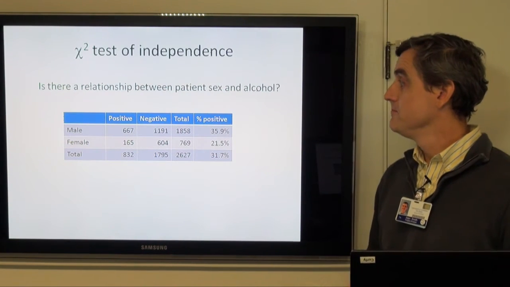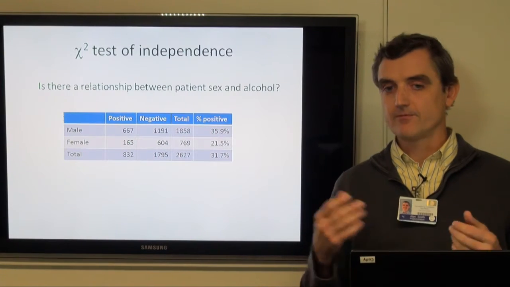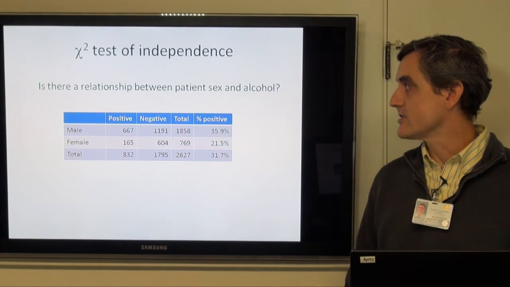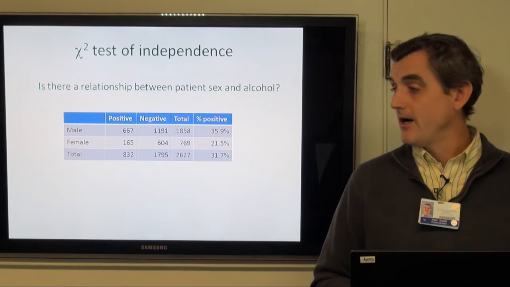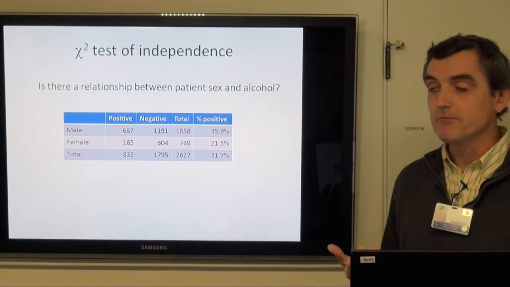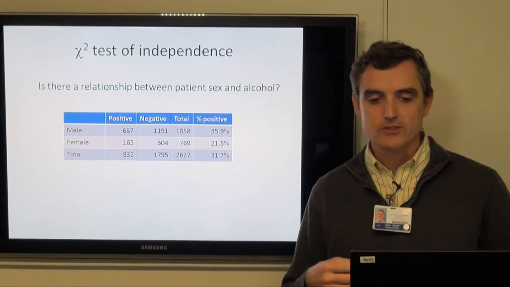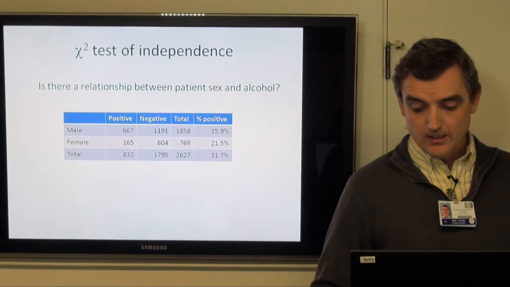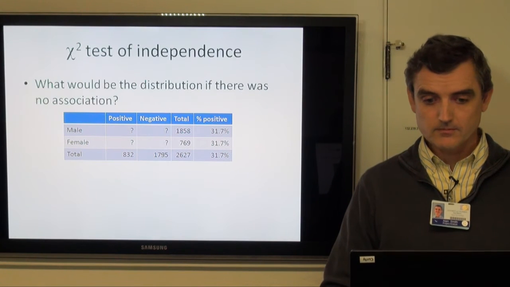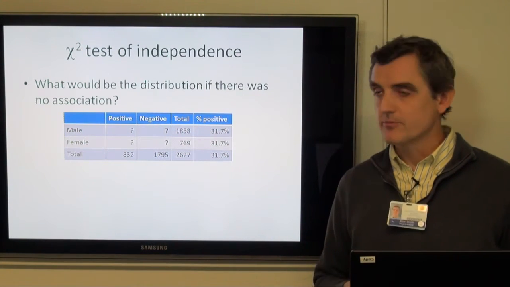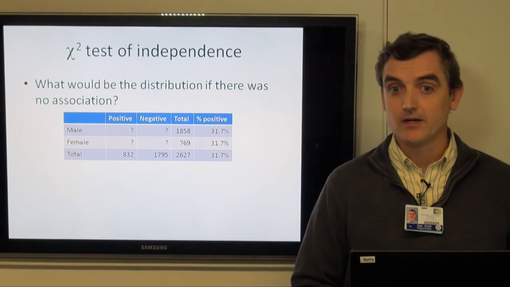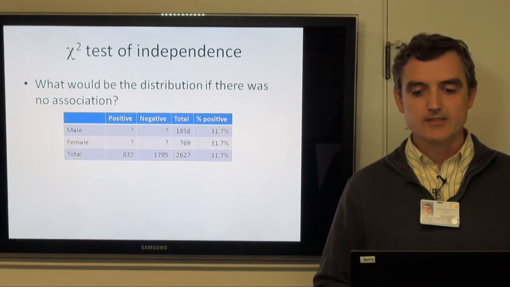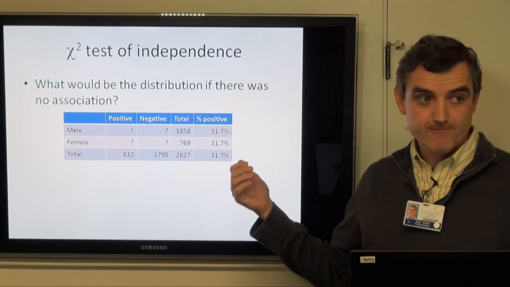And so if we want to look at, okay, we've got a certain amount of males, a certain amount of females. We want to know if there's a relationship between the sex of our patients and whether they test positive for alcohol. And just glancing at this, it appears that there is. Overall, 31.7% of patients have a positive test. That works out to 35.9% of men and 21.5% of women. How can we say statistically, though? Well, first we want to know what would be the distribution if there was no association. If you recall the independence, if the relationship was independent, then the percent positive would be the same for both of them.